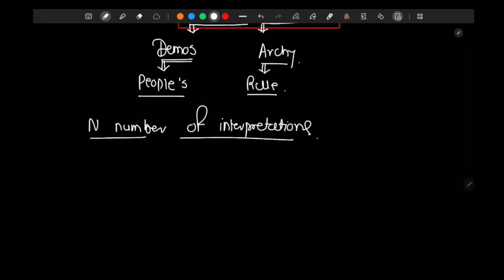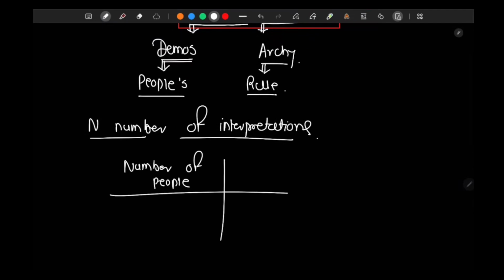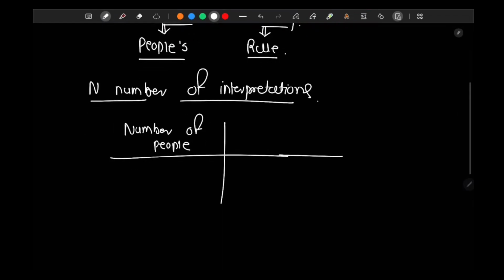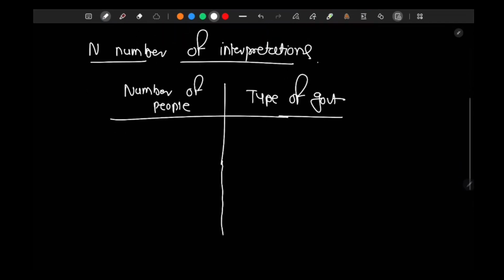Now, if I make a simple table with the number of people and the type of government. If the number of ruling people is one, can you call it democracy? No, you cannot. It is not rule of people, it is rule of a single person.